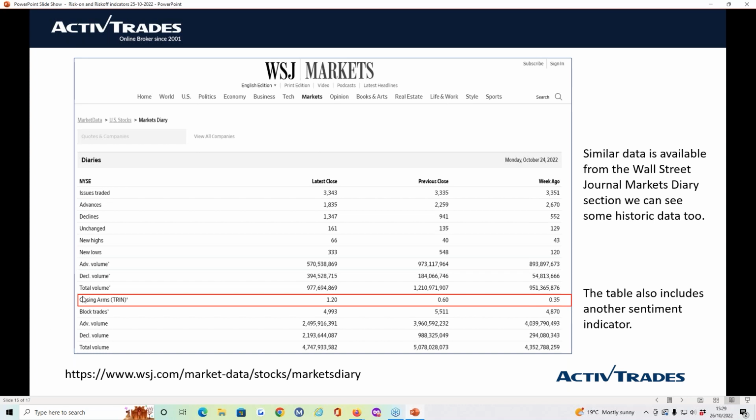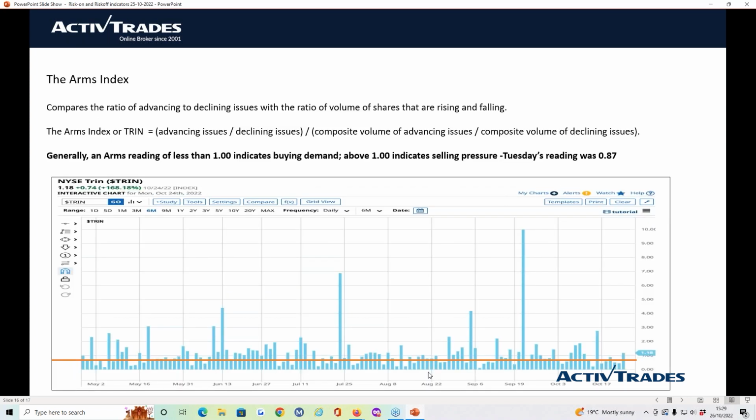Now, one interesting point to flag up about this page is this row here called the closing ARMS or TRIN. This is another of those long forgotten indicators, but I think it's one that people might start looking at a bit more regularly as they try and find indicators that are relevant and speak to them about what's going on in the market. The ARMS index or TRIN index compares the ratio of advancing to declining issues with the ratio of volume of shares that are rising and falling.